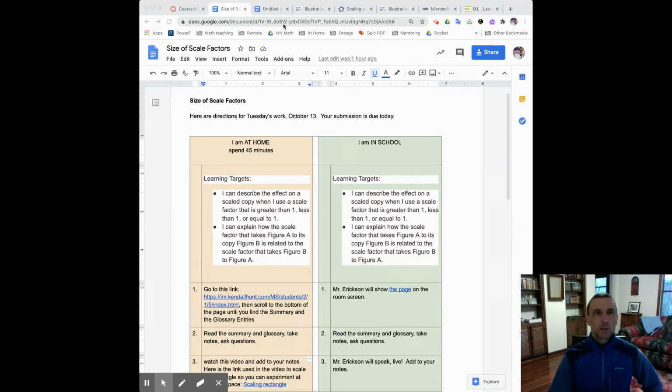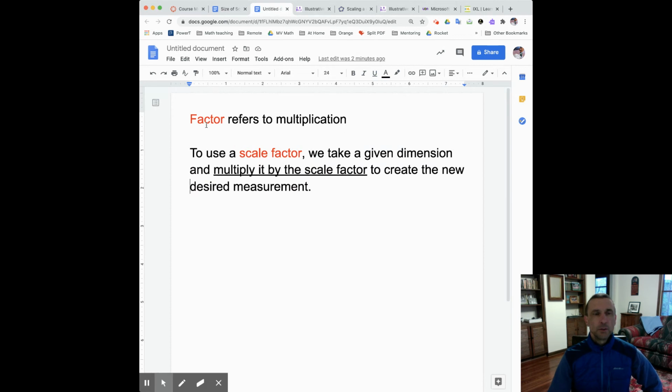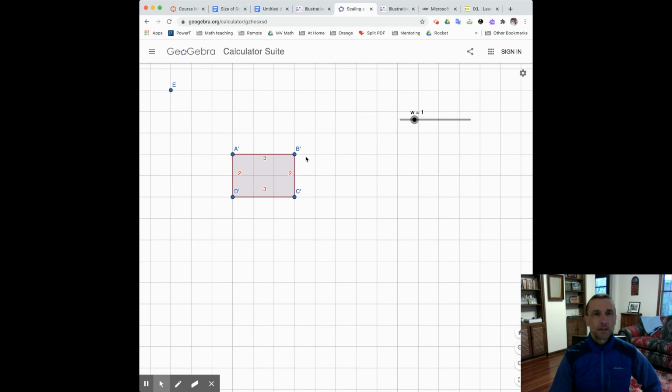So I'm going to show you a couple of examples. I just want to remind you that factor refers to multiplication always. To use a scale factor, we take a given dimension from a diagram and we multiply it by the scale factor to create the new desired measurement. All right, here is an example with some rectangles.